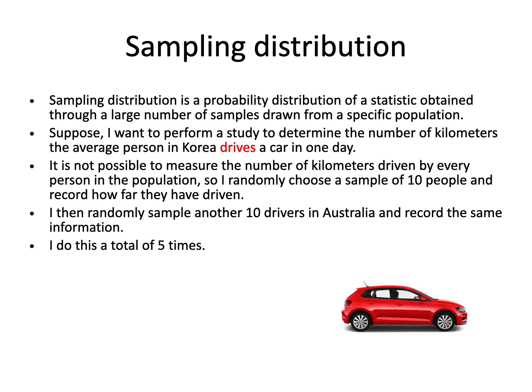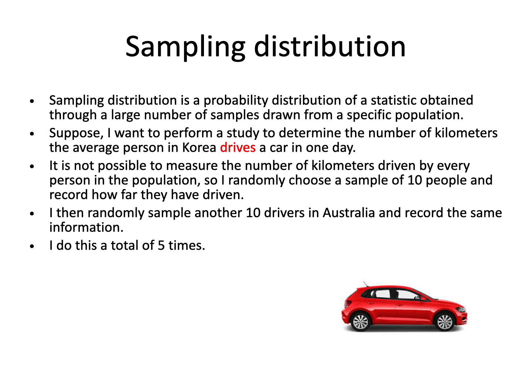Now we're talking about the sampling distribution. The sampling distribution is the probability distribution of a statistic obtained through a large number of samples drawn from a specific population. We can also define it as the probability distribution of a statistic that comes from choosing random samples of a given population.